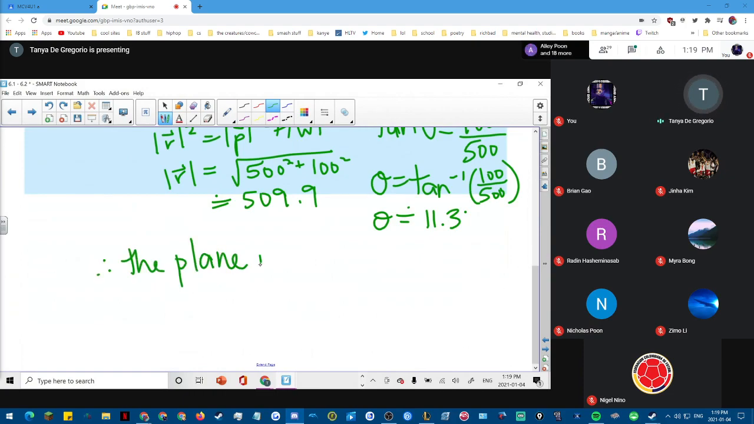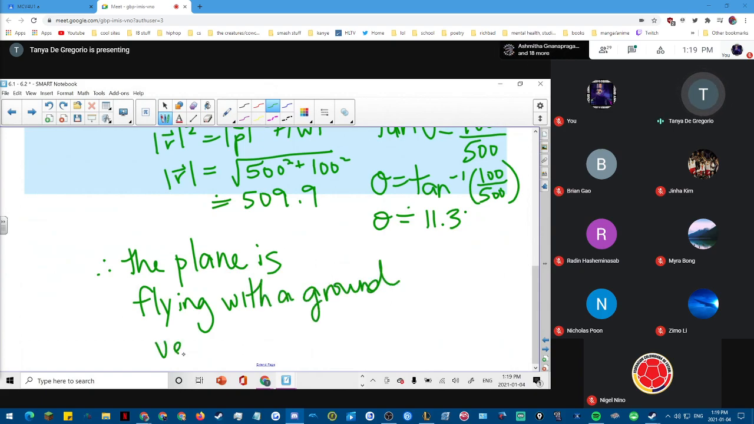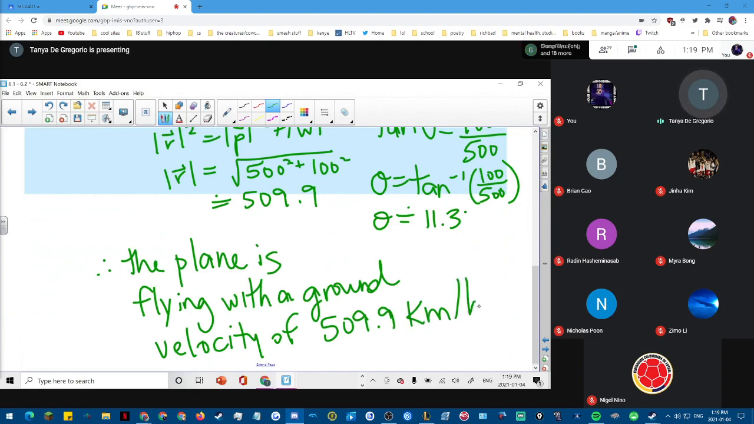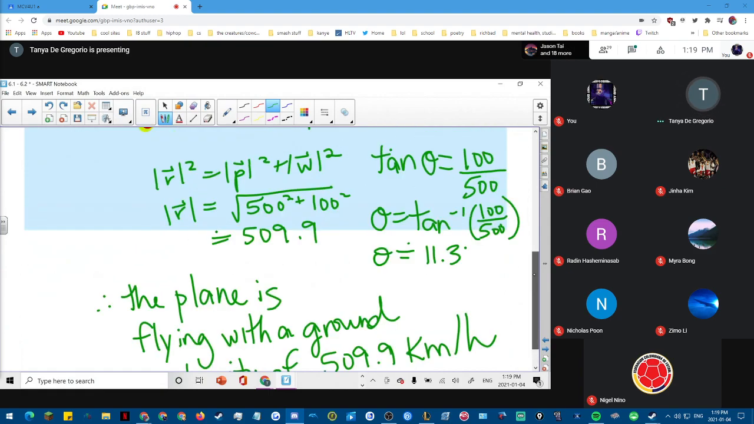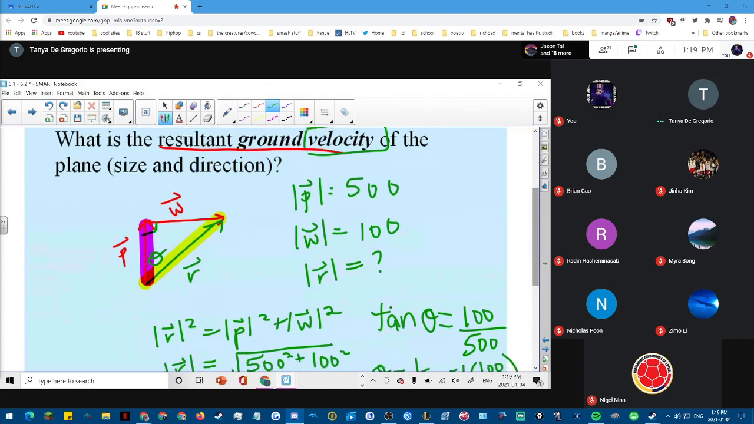the plane is flying with a ground velocity of 509.9 kilometers per hour, but I need to talk about a direction. So we know it's 11.3 degrees. In what direction is it? How would you describe that?